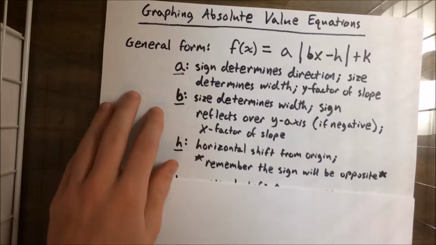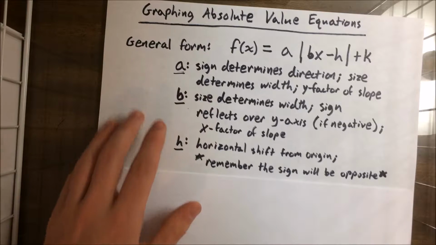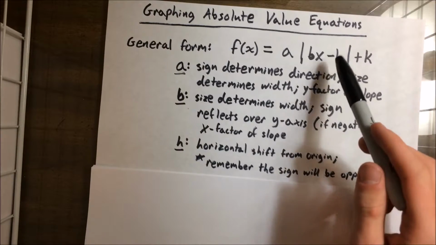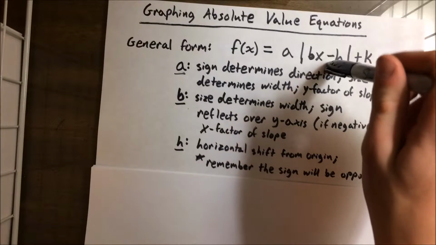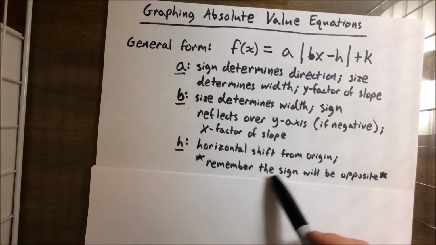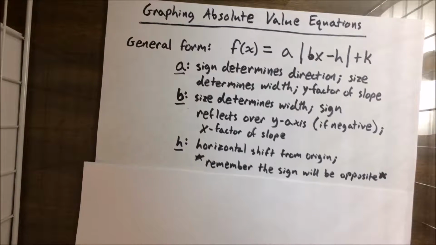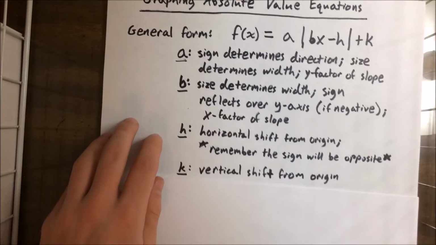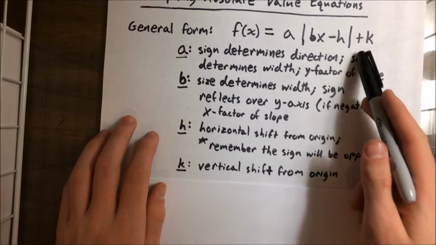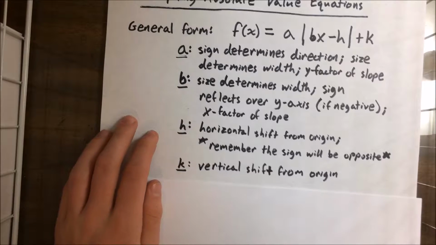And then h is the horizontal shift from the origin, and note that in the general form it has a negative sign in front of h. So when you're doing calculations, you want to keep that in mind, so the sign will always be the opposite of the general form. And then k is simply the vertical shift from the origin.